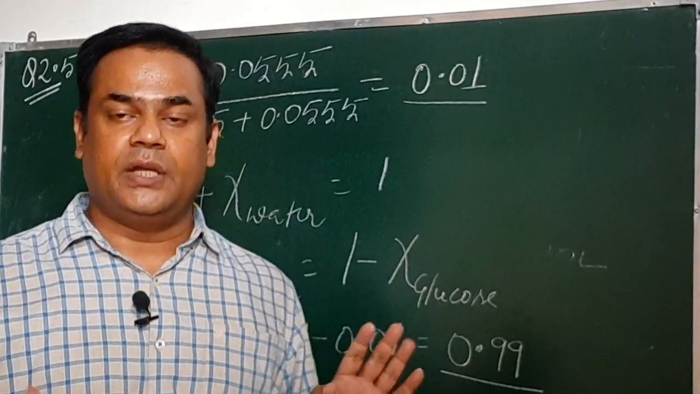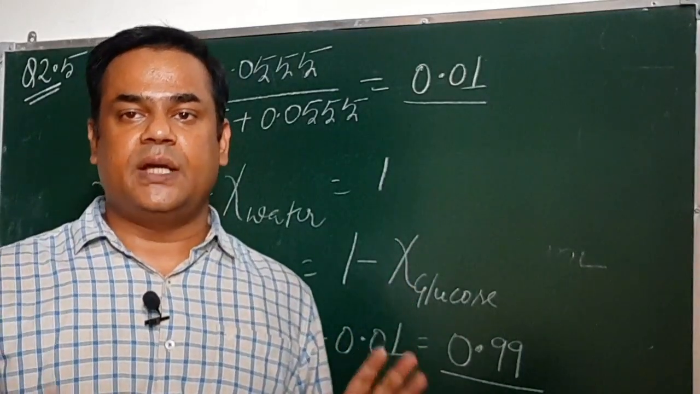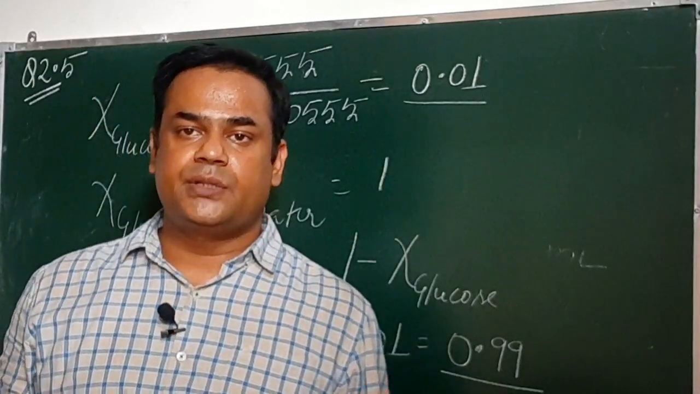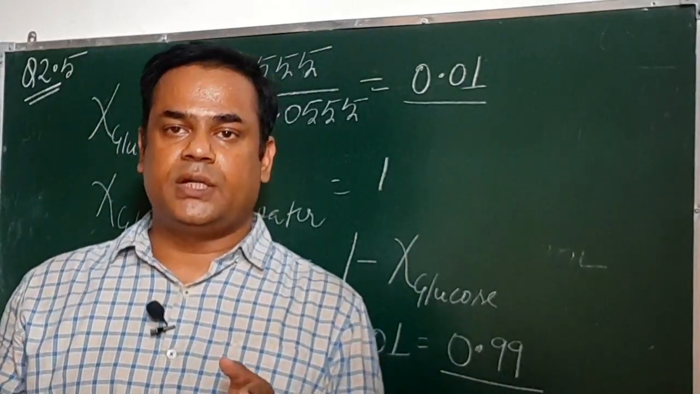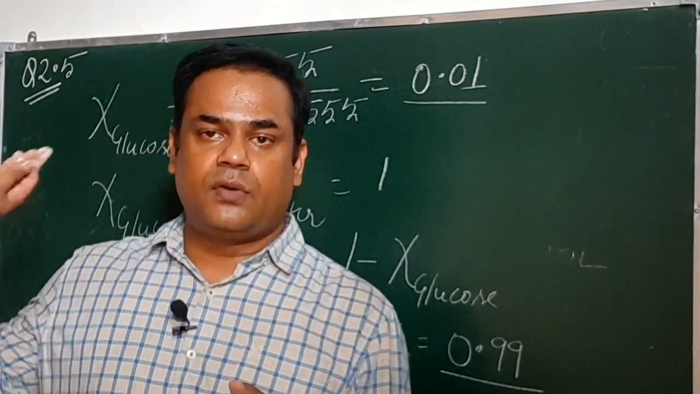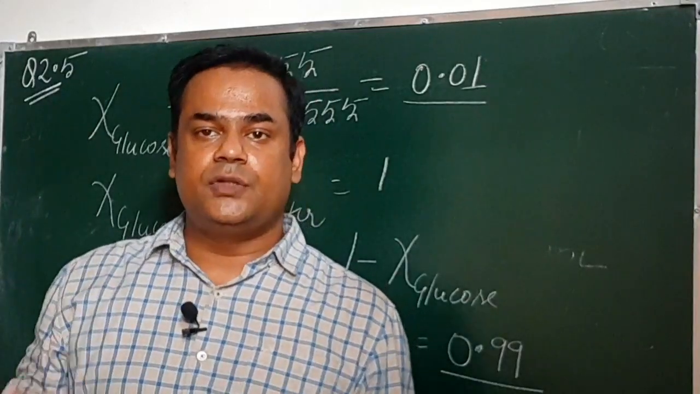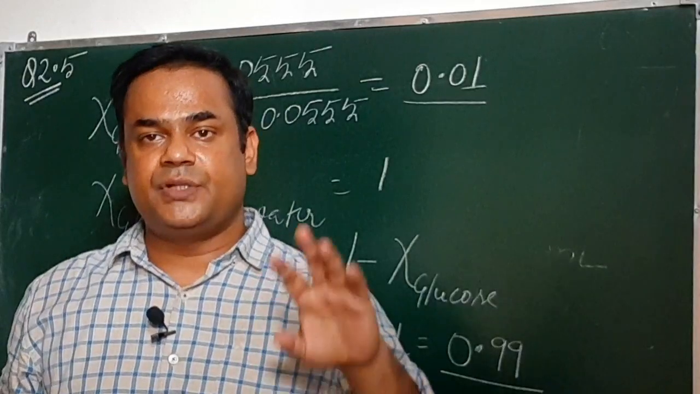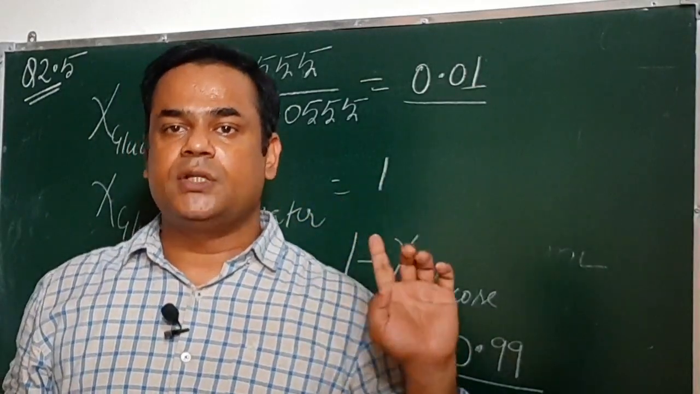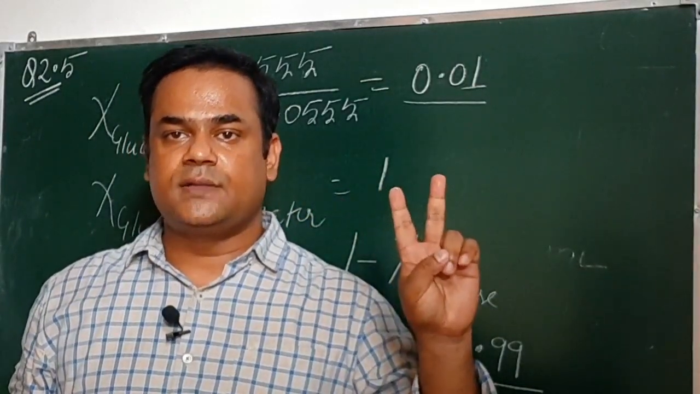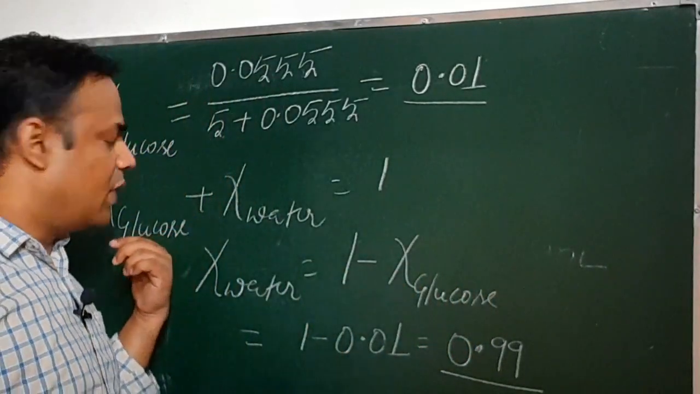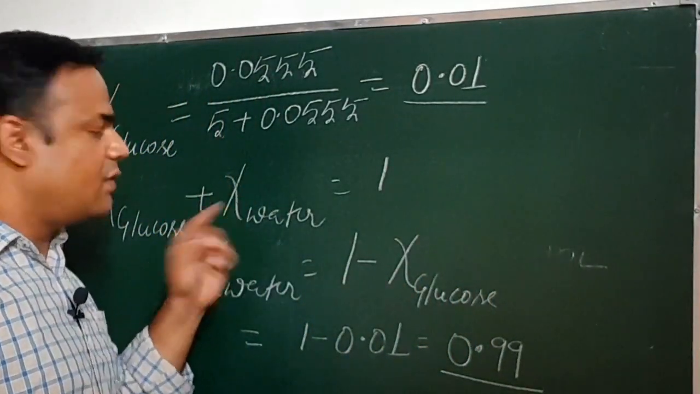If there are only two components, if this is a binary solution. Binary solution means if solution is prepared by mixing only two components. For example, this solution is a binary solution. This solution we have prepared by mixing glucose in water. So we have basically two components. One component is glucose and another component is water. So in that case, we can calculate mole fraction of one component if we know the mole fraction of another.